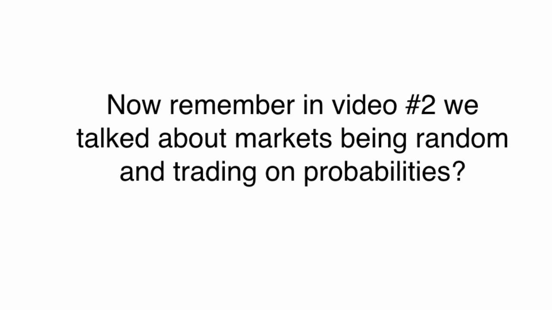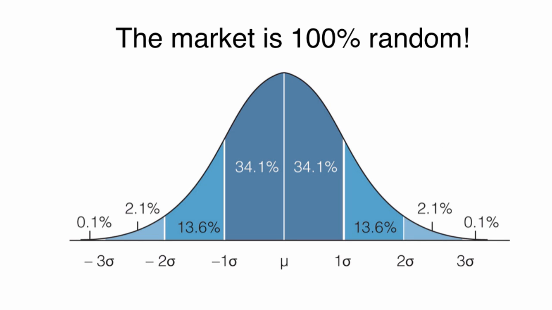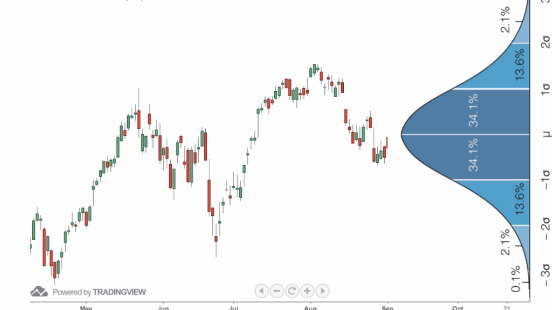Now, remember in video 2, we talked about the markets being random and trading based on probabilities, right? And it's true, the market is 100% random. This distribution graph emphasizes that the market makes random movement, and those random movements can be plotted to probabilities and percentages over time, or standard deviations, if you ever learn anything about options trading as it relates to probabilities. So what we do here is we take that graph and we flip it sideways so it can visually show you what we're talking about.